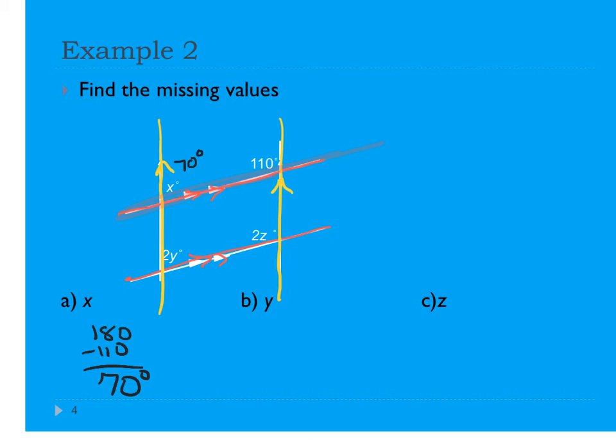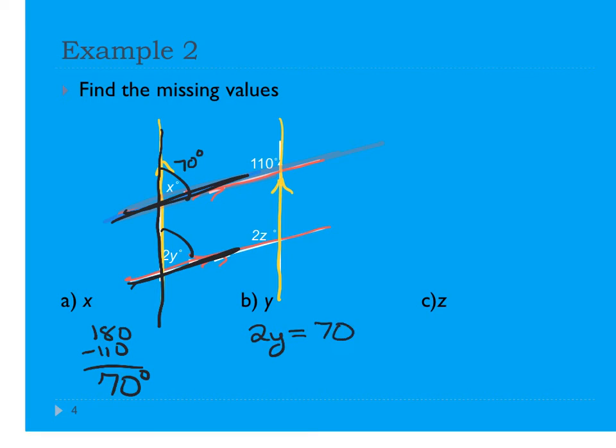I'm going to fill that in because I may need that angle to find another one. Now if we go in order, let's look at angle x and angle 2y. If I look at these two as being the parallel, and this is the transversal, 2y and x are corresponding angles, and I know that corresponding angles are congruent. So I'm going to set 2y equal to what I just found x to be, and that's 70 degrees. Divide by 2, and y equals 35.